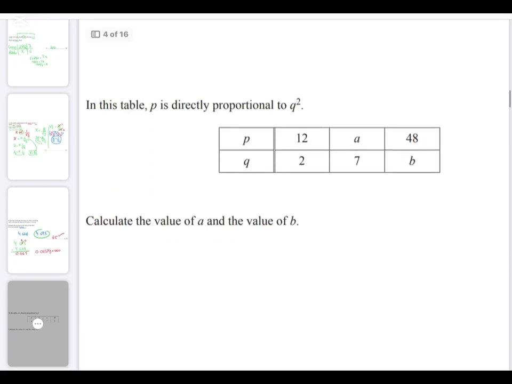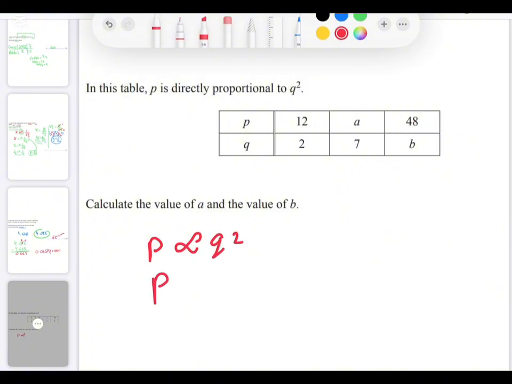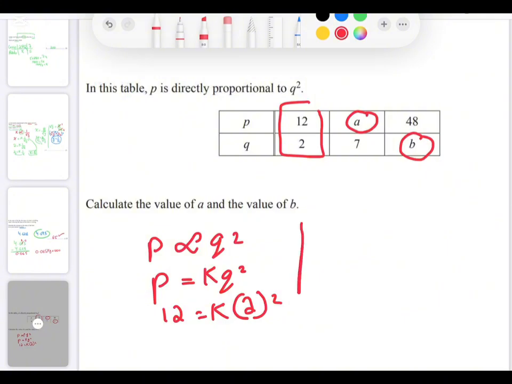Okay, now in this table, P is directly proportional to Q square. So first we have to write P is directly proportional to Q square. I remove the proportion sign, and I will get P equal to kQ square. Now calculate the value of A and B. Right now we have some unknown values, and we have to find out the values of A and B in this question. For the first part, we have a value of 12 and 2. P is 12, so I will write 12, and Q is 2, so I will write 2 square. Now this will become 12 is equal to 4k, because 2 square is 4. 4 will go to the other side and divide. So the value of k is 3.